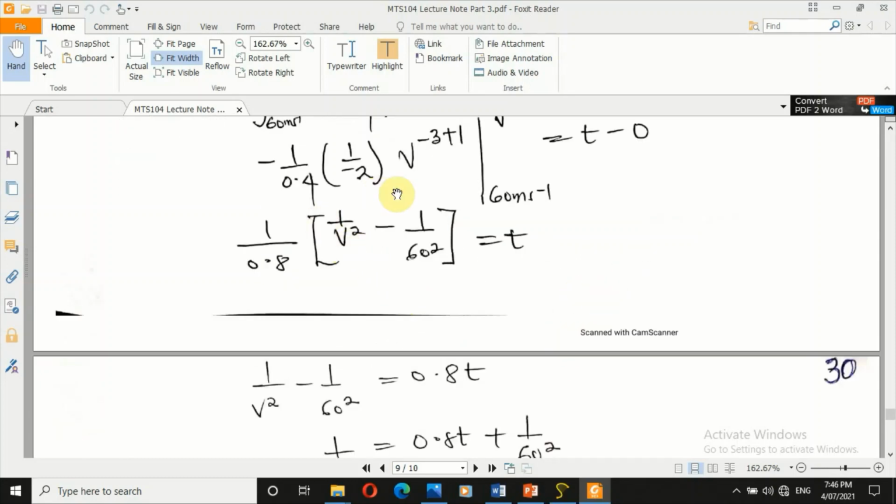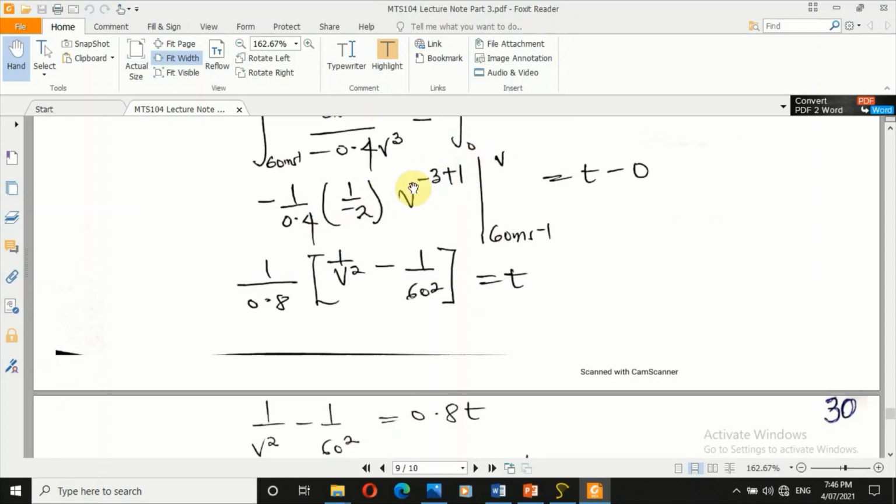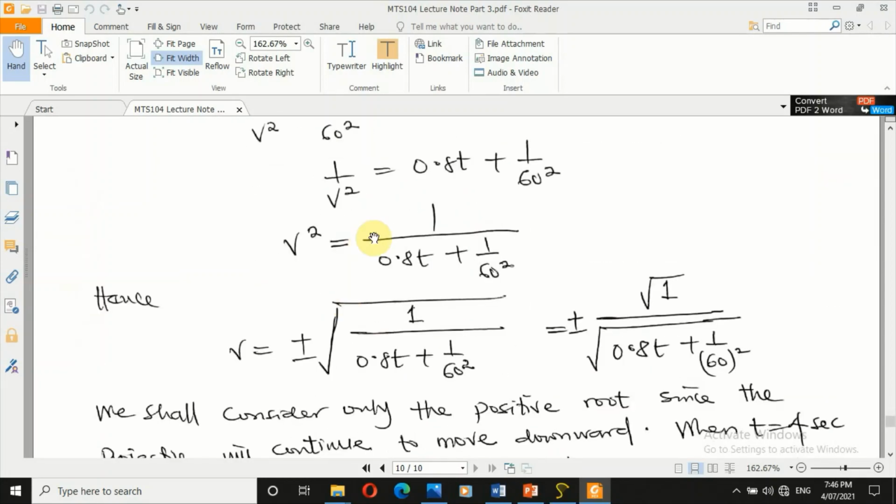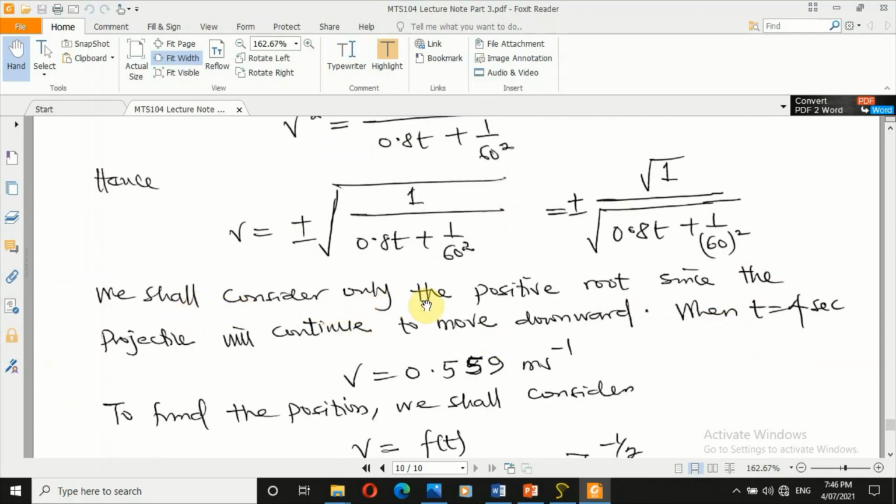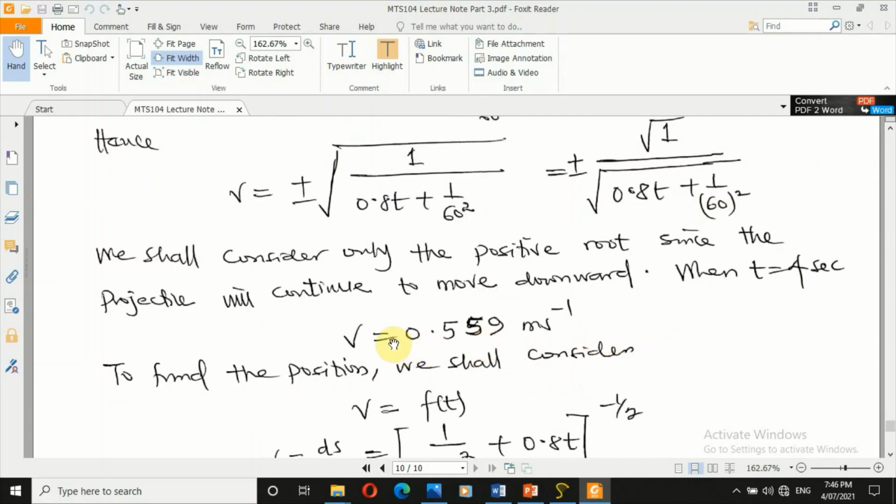So what do we get now here? We evaluate, you put the upper, you put the lower, then you subtract, you simplify, and then you have this expression to be plus or minus. But we shall consider only the positive root since the projectile will continue to move downward. So we now have our velocity to be this. So we evaluate for t equals 4 seconds. We put t to be 4 seconds here. So we evaluate, then we have the velocity 0.559 meters per second.